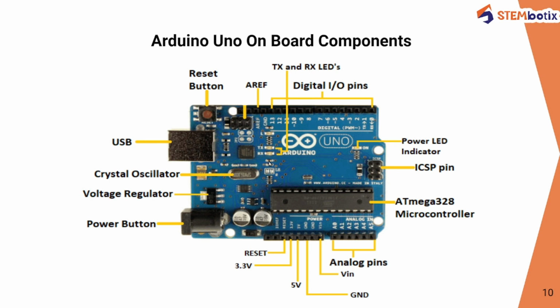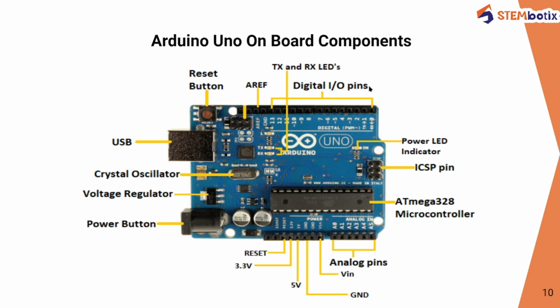RX flashes during the receiving process, meaning it will be turned on during the receiving process. After that, we have the digital IO, meaning digital input and output pins. In total, there are 14 of them and 6 of them are PWM, pulse width modulation. These pins can be configured to work as input digital pins to read logical values.